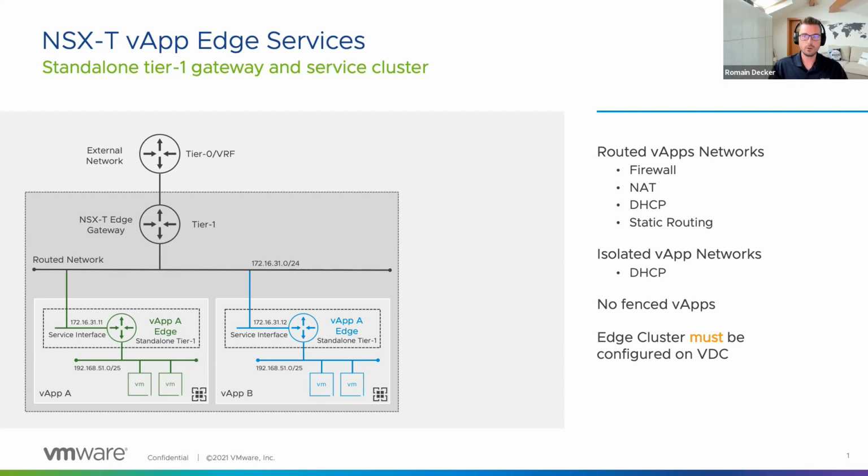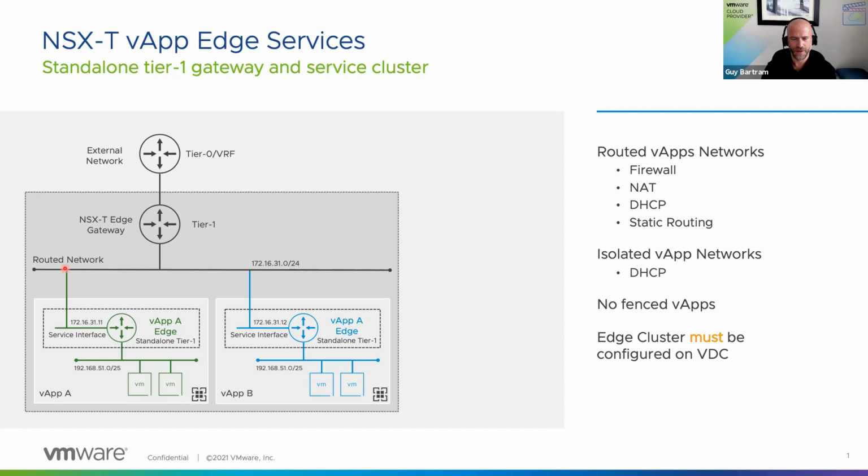Otherwise, we wouldn't have connectivity. So otherwise, the vApp edge would just be sitting there, not connected to anything. Okay. So the service interface is what connects the vApp edge, so the tier 1, to a routed or an isolated or an imported network. The ORG-VDC network, essentially. Yes.